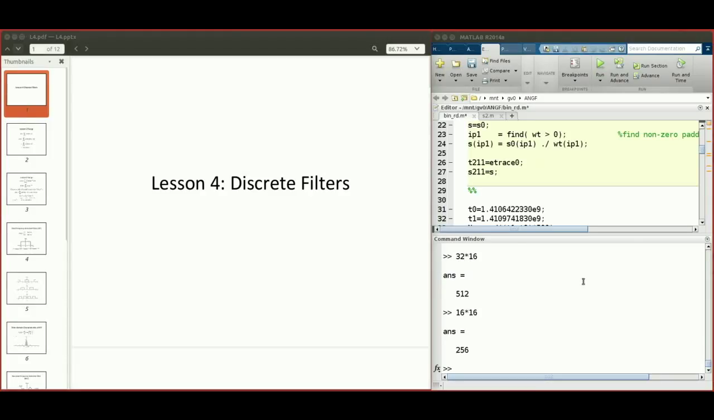This is our fourth lesson, and in this lesson we're going to talk about discrete filters, basically how we can use the frequency domain representation to manipulate the signals. And the tool we're going to use are called filters, and we're going to talk about what kind of filters we would prefer, and how do we actually construct those filters through Fourier analysis.